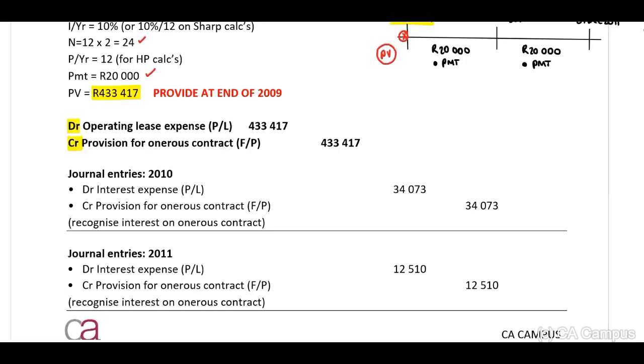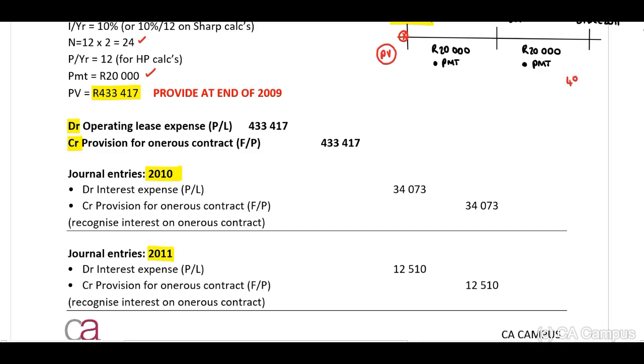For 2010, you will have to recognize the interest. Now guys, you need to use your financial calculator. Debit interest expense, credit provision. 2011, exactly the same journal entry.